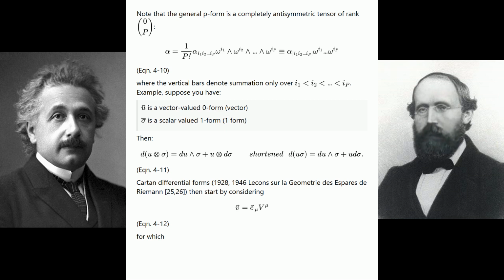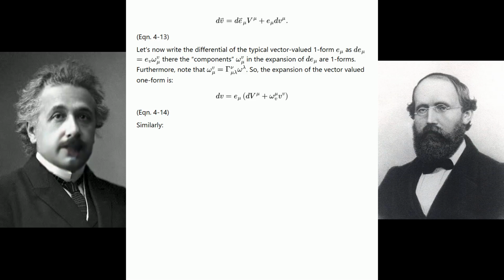For which equation 4-13. Let's now write the differential of the typical vector-valued 1 form e sub mu as d e sub mu equals e sub v omega sub mu to the v. There the components omega sub mu to the v in the expansion of d e sub mu are 1 forms. Furthermore, note that omega sub mu to the v equals gamma sub mu lambda to the v omega to the lambda. So, the expansion of the vector-valued 1 form is equation 4-14.